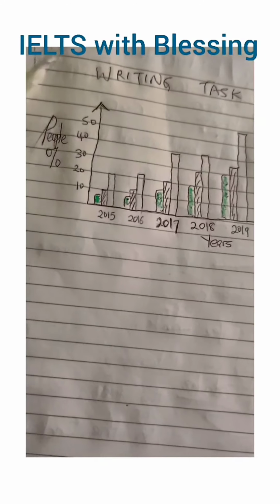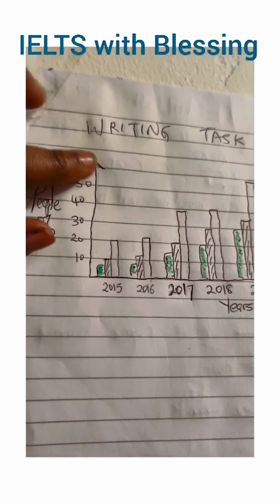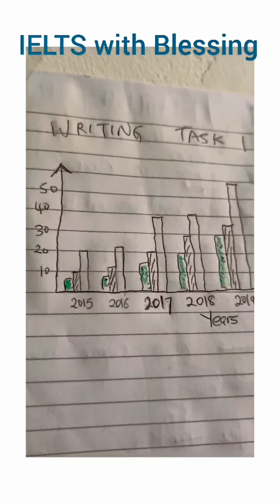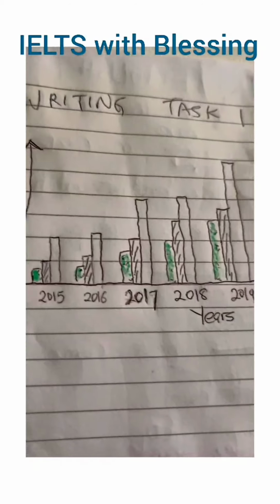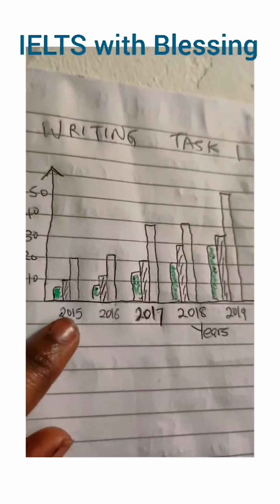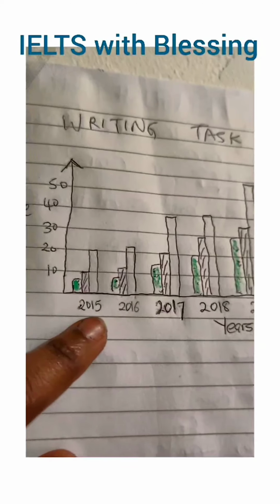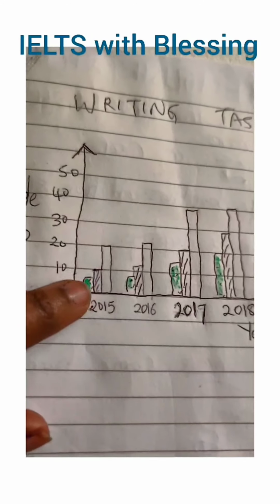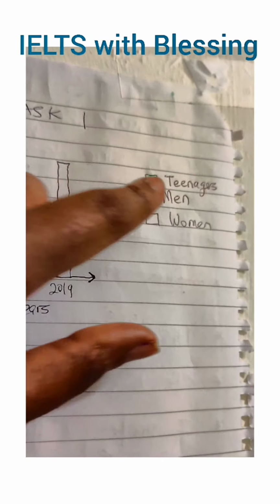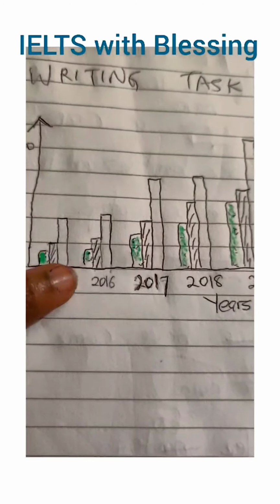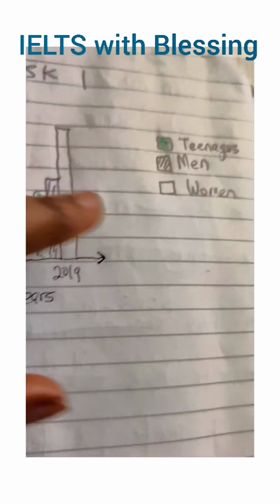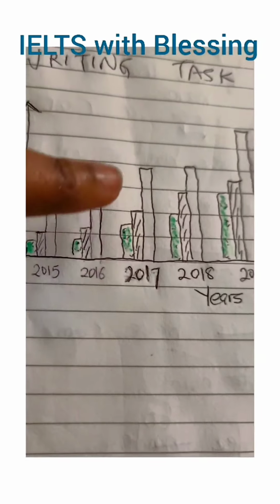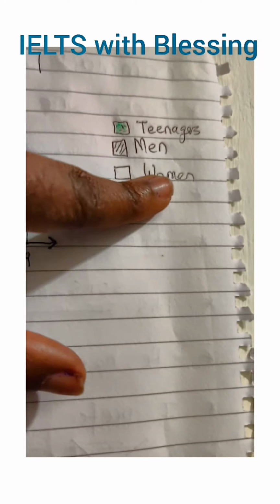As you can see in this bar chart, this axis is the percentage of people, from 10 to 50%. The x-axis shows the years from 2015 to 2019. The green bar, according to the key, represents teenagers. The one with the strokes represents men. The blank ones represent the women.